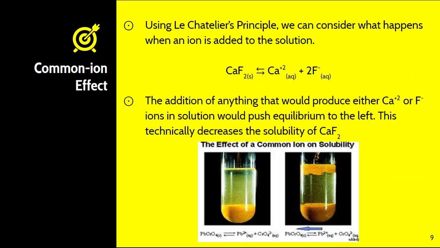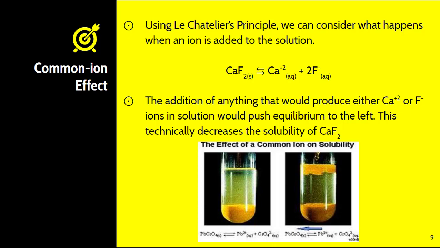So just a few more things to keep in mind. Using Le Chatelier's principle, we can consider what happens when an ion is added into the solution. So for example, if I look at the example of CaF2 producing calcium ions and fluoride ions, the addition of anything that would produce either Ca2+ or F- ions in solution would push the equilibrium to the left and would decrease the solubility of CaF2.